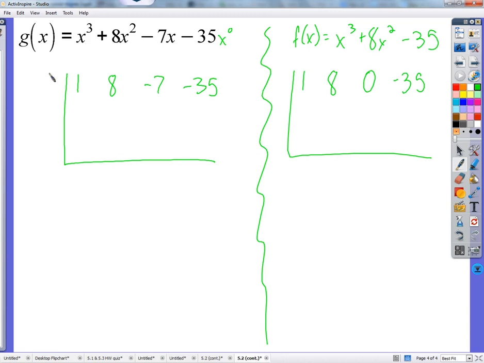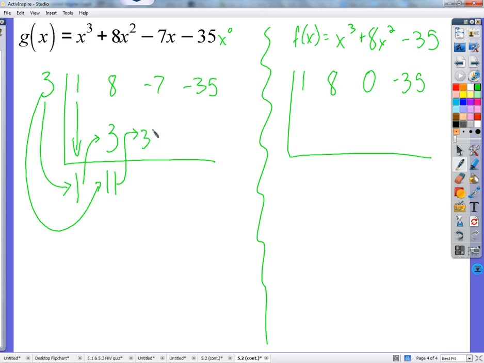So let's say we want to plug in 3. Put 3 right there. Shocking. Bring down the 1, so we'll always bring down the 1 as the first thing, and then here's the part where 3 actually starts to become part of the process. Right. So take 3 and we multiply it by 1, and then put the result right there. So 3 times 1 is 3. And we just add these together. 11. Do it again, 3 times 11. Put the result here, 33. Add these together, 33 minus 7 is 26. And 3 times 26 is 78. Yep. 78. And then 78 minus 35 is 43.